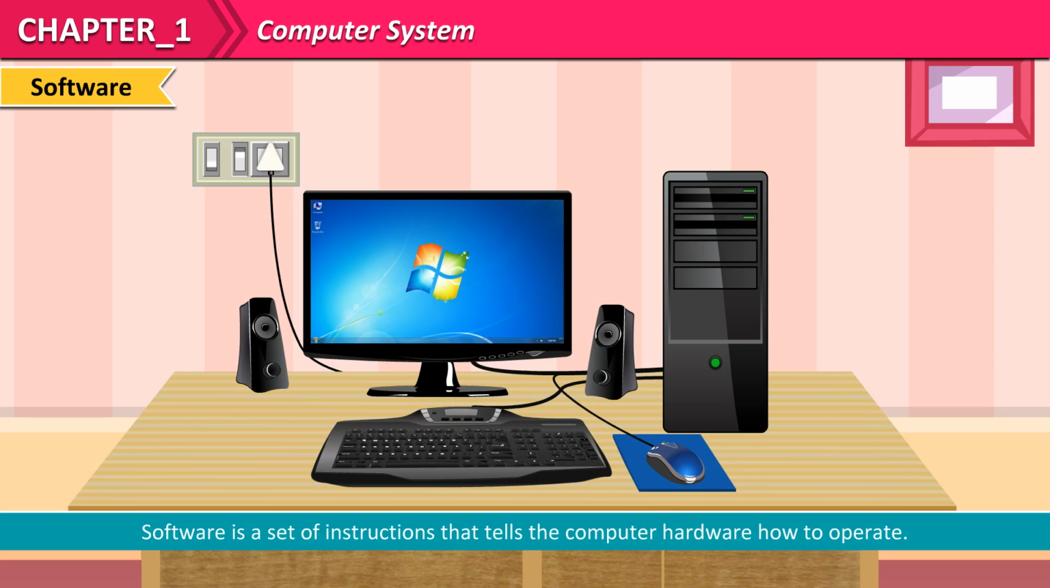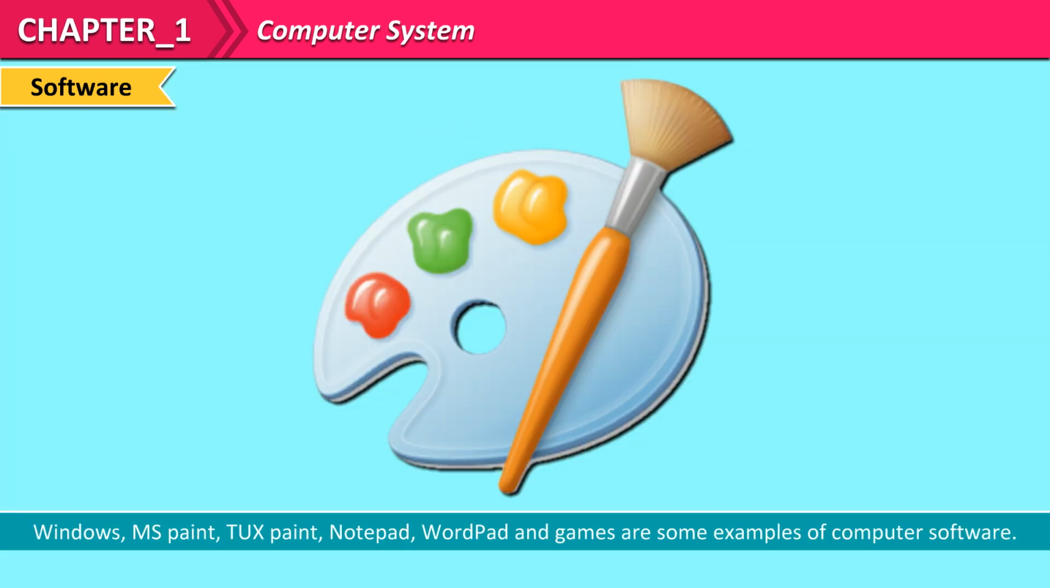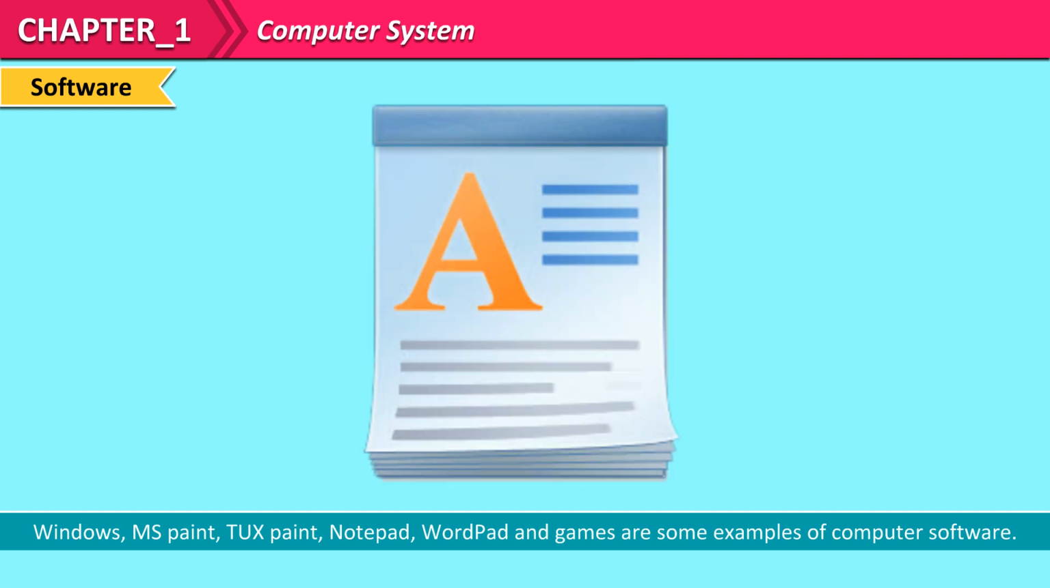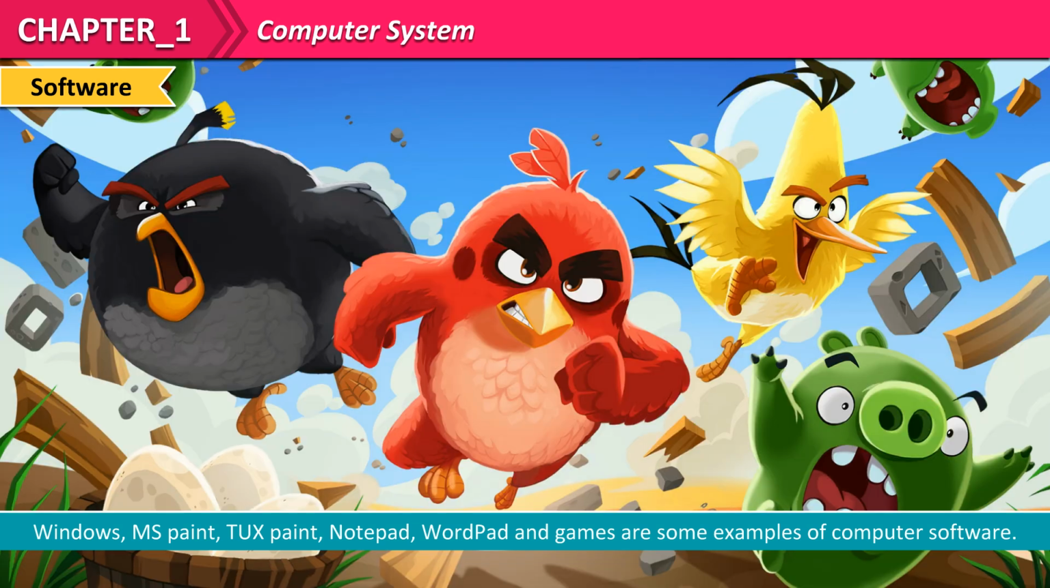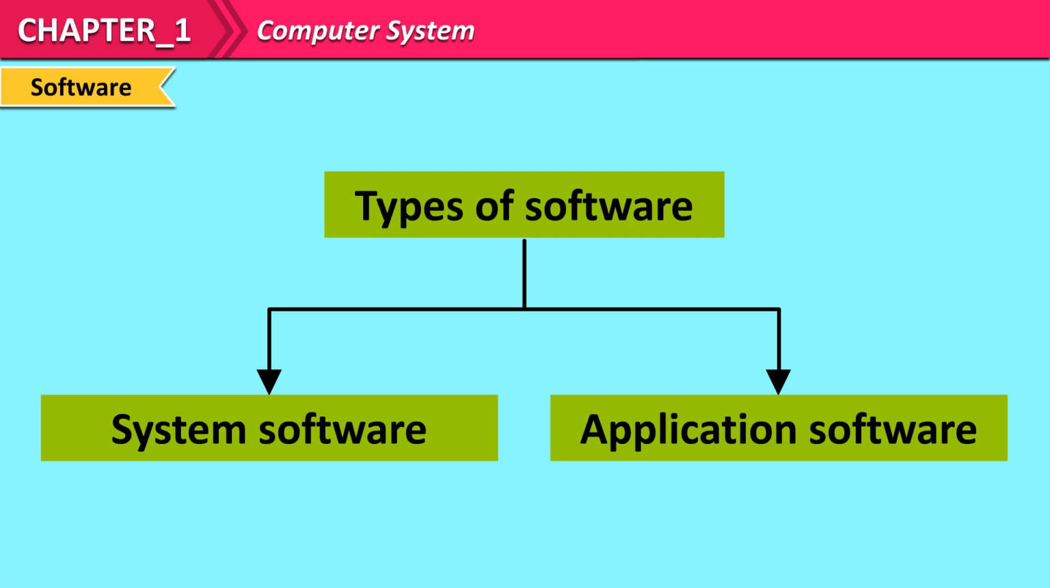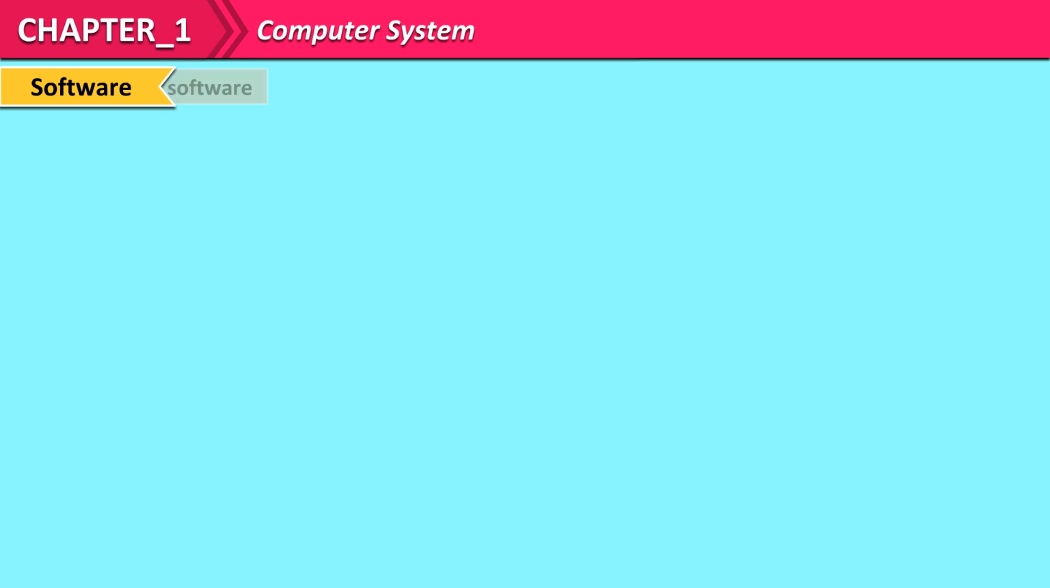Software. Software is a set of instructions that tells the computer hardware how to operate. It therefore controls the working of a computer. Windows, MS Paint, Tux Paint, Notepad, WordPad, and games are some examples of computer software. Types of software: system software, application software.